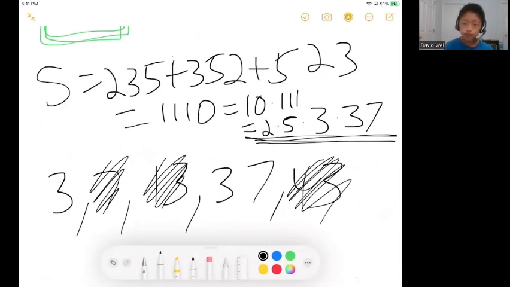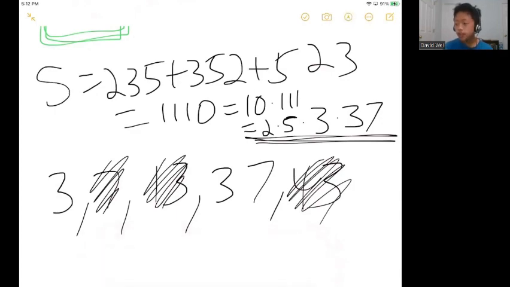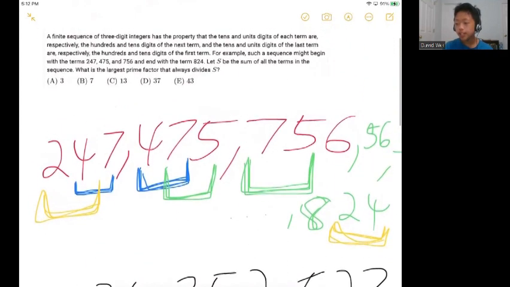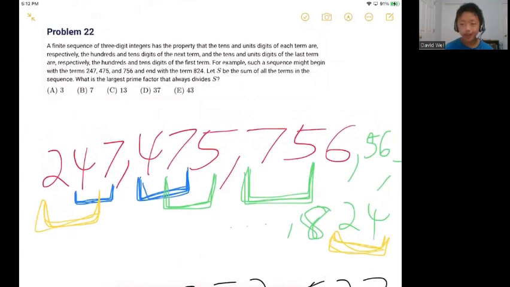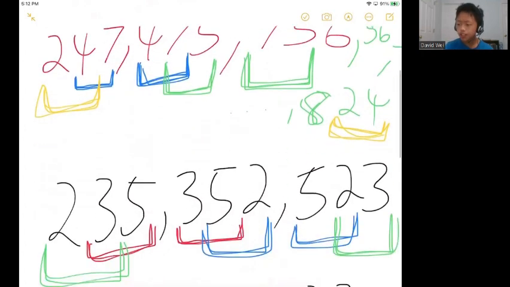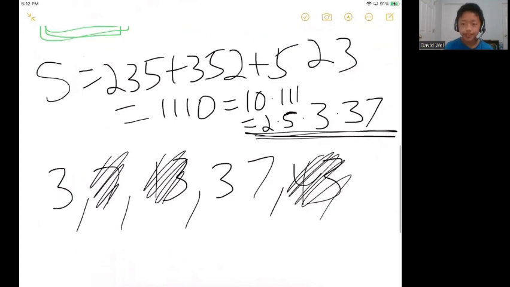And let's say in the real contest, if you were running low on time and you didn't really know which number it was going to be, you could remember the original question says, what is the largest prime factor that always divides S? So it was pretty interesting how 37 was a divisor. So maybe if you're low on time and you're desperate for points, you would just put down 37 and move on, which would give you the right answer since 37 is the larger of the two primes.